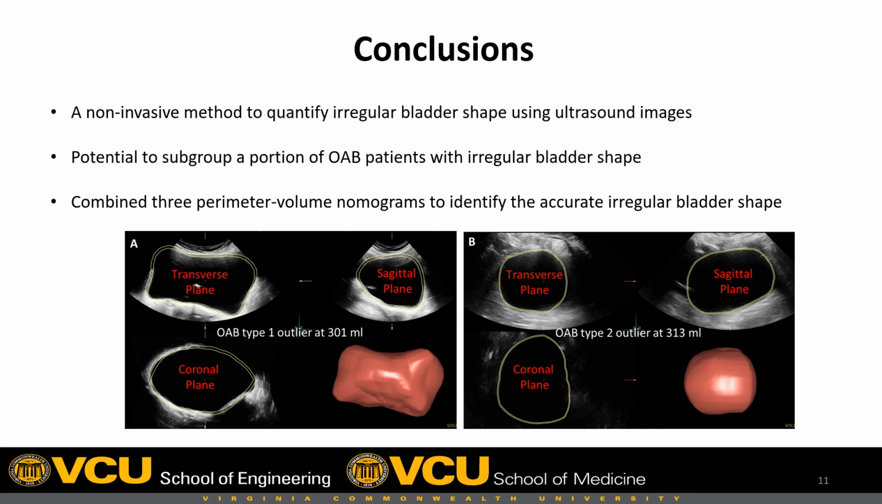We believe this is a non-invasive method to quantify irregular bladder shape using ultrasound images, and it has the potential to subgroup a portion of OAB patients. Also, if we combine 3 parameter volume nomogram, we can identify an accurate irregular bladder shape.